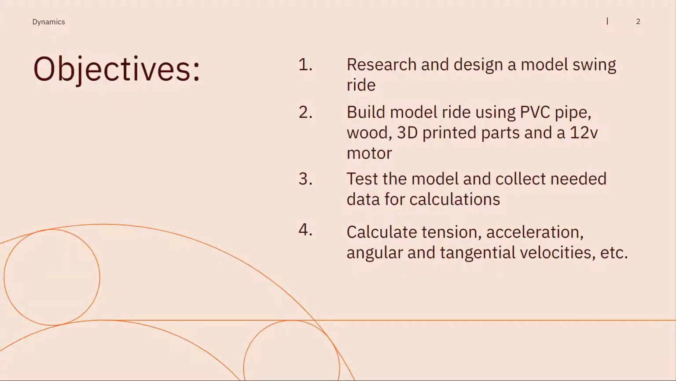So our objectives for this project included researching and designing a model swing ride. By doing this, we researched YouTube videos of similar projects, trying to make a similar and functional swing ride like it. And then we built our model ride using a PVC pipe, wood, 3D printed parts, and a 12V motor.